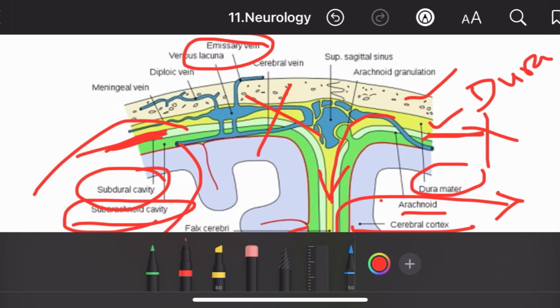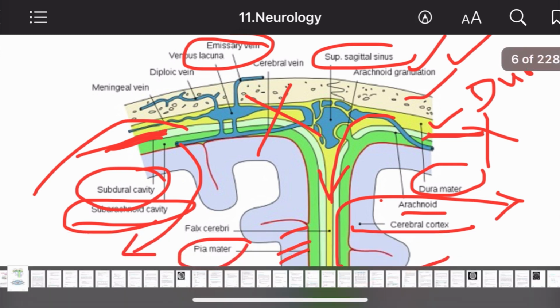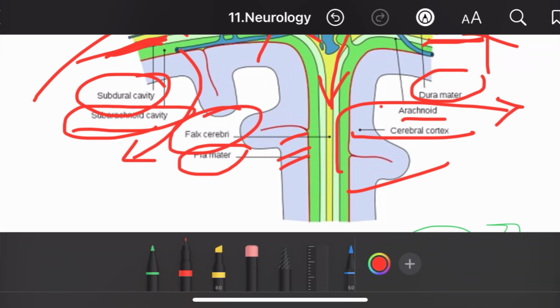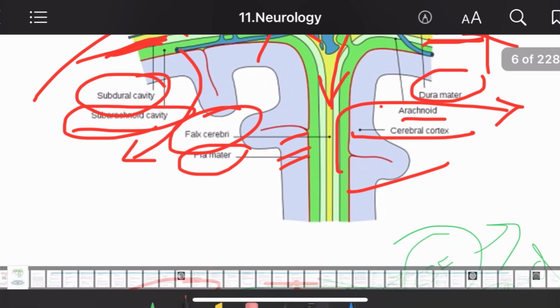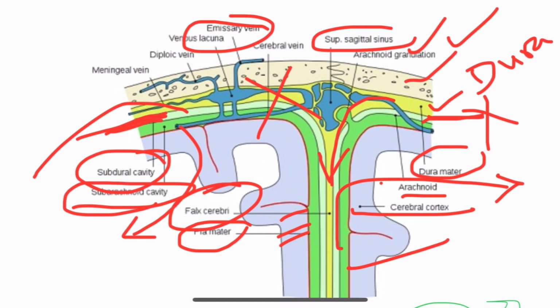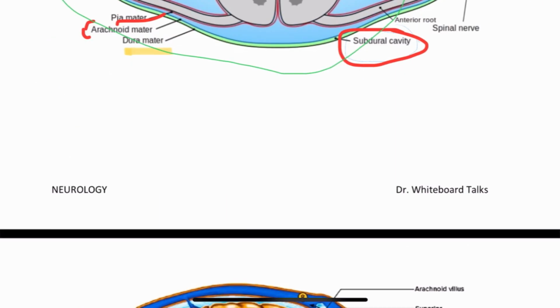If you observe here, we have the superior sagittal sinus and arachnoid granulations, which are neuroanatomic details that functionally we most probably don't want to get into. And if this is a coronal section, we'll see this is the falx cerebri. So to sum up, there are differences between the layers of the meninges in the brain as well as in the spinal cord.